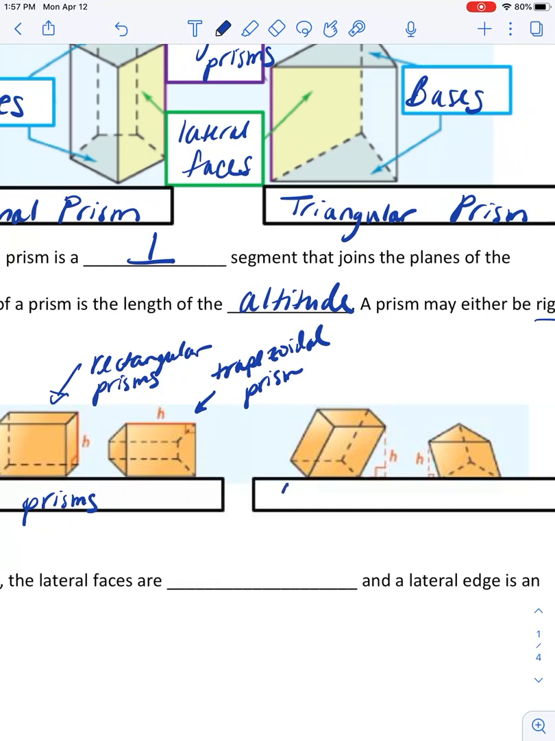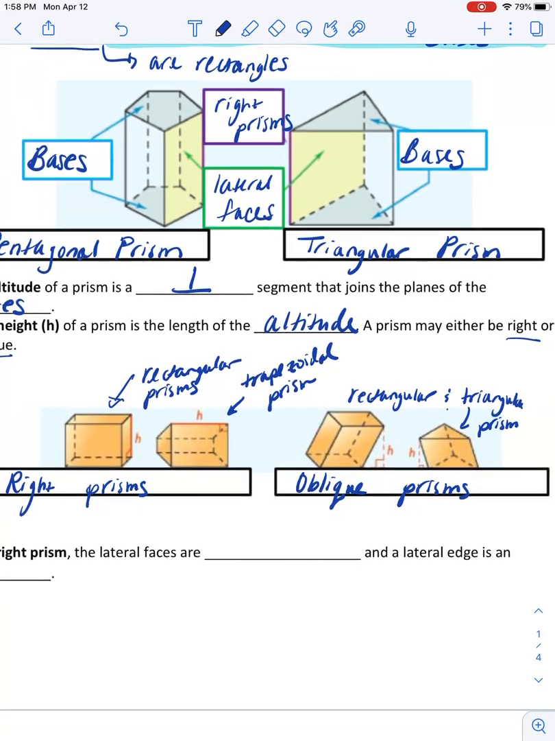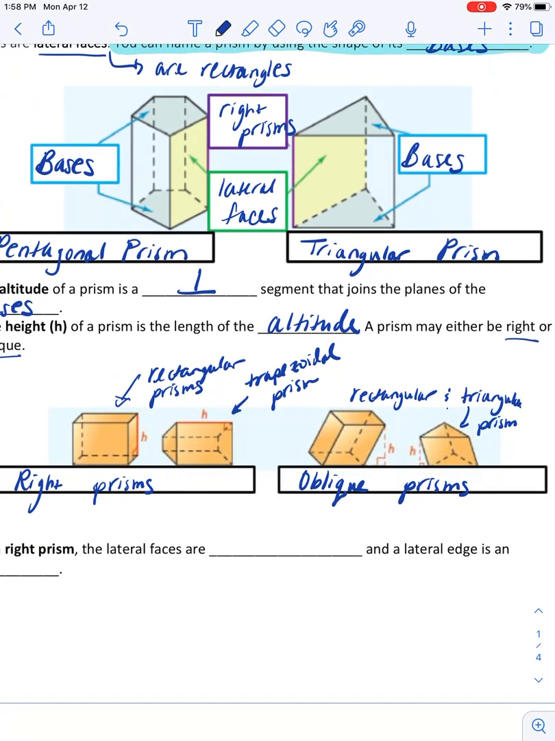So now let's look at these on the right. These are oblique prisms. And they're oblique because they're slanted. They're like crooked, right? And to measure the height, you would have to go outside of it, or you could go inside of it, but it would have to form a 90-degree angle. So the oblique prism on the left, again, is a rectangular prism. And the one on the right is a triangular prism, because the bases are triangles.